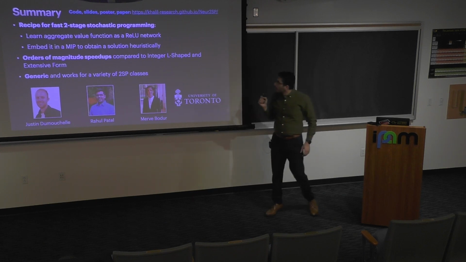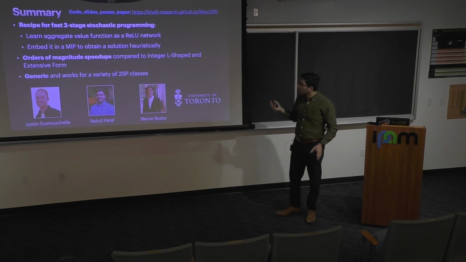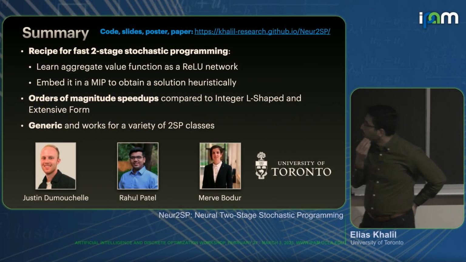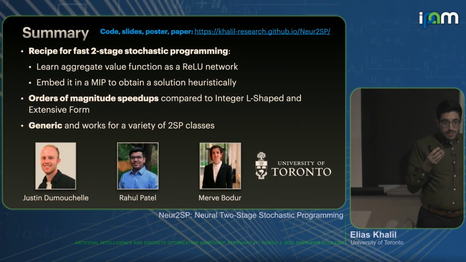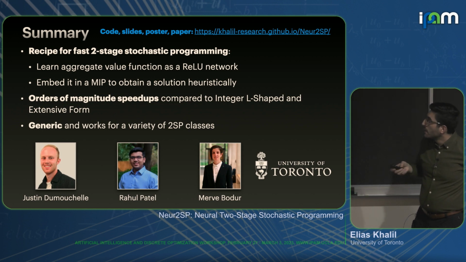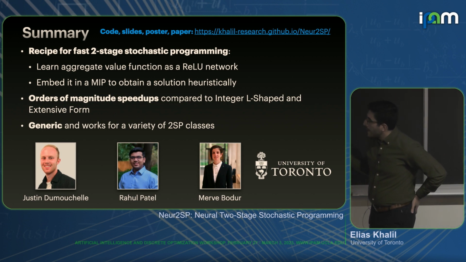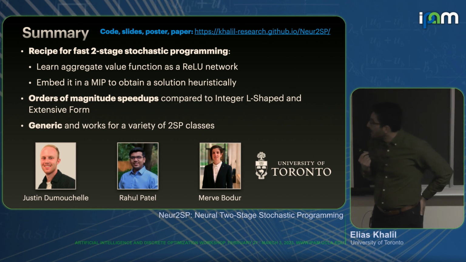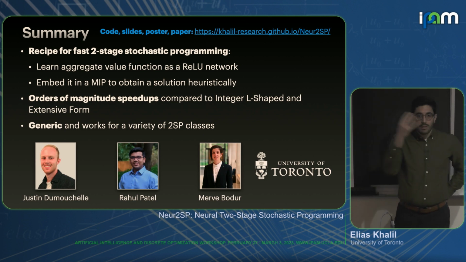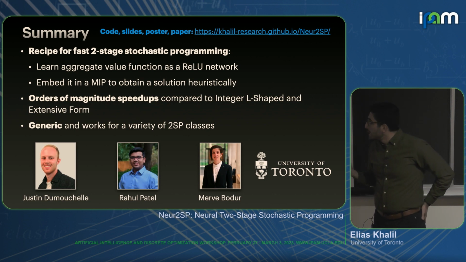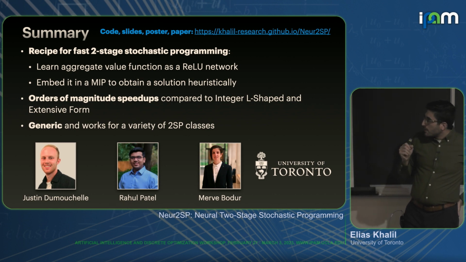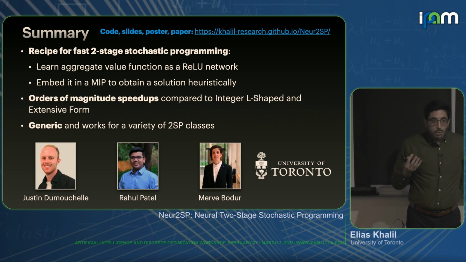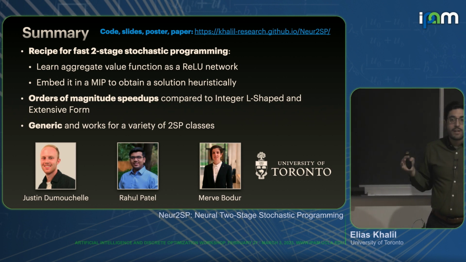Okay. So in the interest of the nice weather, I'm going to conclude by saying that we've come up with this recipe for fast heuristic two-stage stochastic programming, where we learn an aggregate value function using a rectified linear unit deep neural net, and we embed that in a MIP using existing methods. And from that, we can get orders of magnitude speedups compared to existing methods. And we like this because it's quite generic and works very widely.